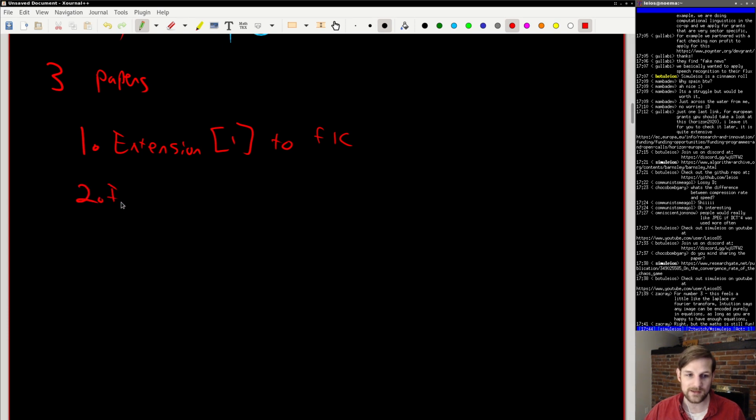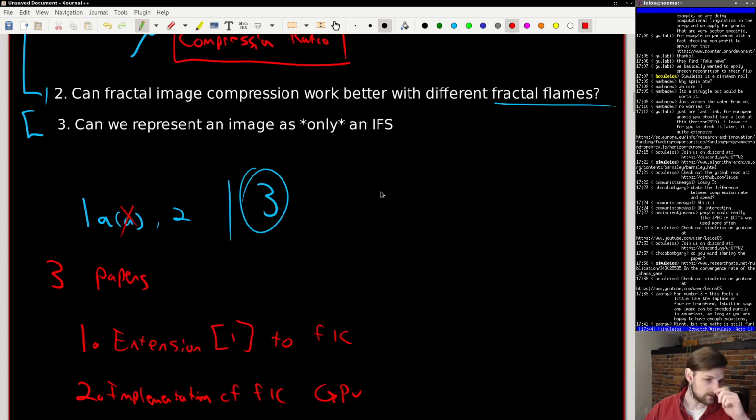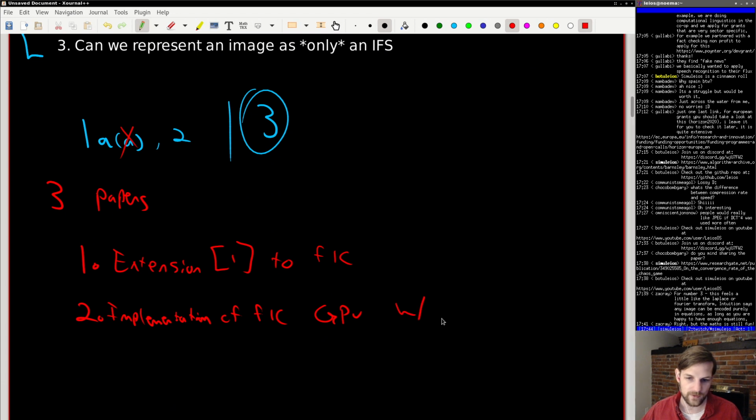2 is implementation of fractal image compression on GPU, right? And then with fractal flames, I'll say F flames.